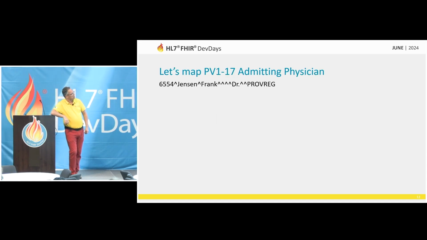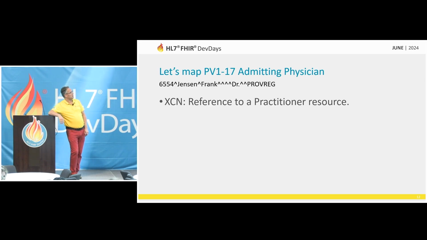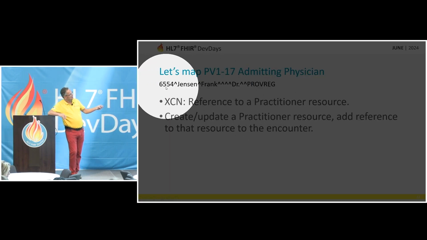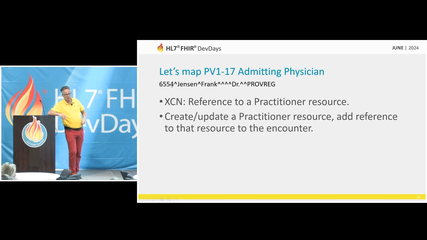Okay, another example. So here we have PV117, so we're in the patient visit segment, and then we have a reference, actually, to a provider. And so in FHIR, there will be a practitioner resource, so you create a new practitioner resource, but maybe it's an update. It probably already exists. So I'm going to have to use this identifier, hopefully, to unambiguously map that particular thing to a new provider resource.